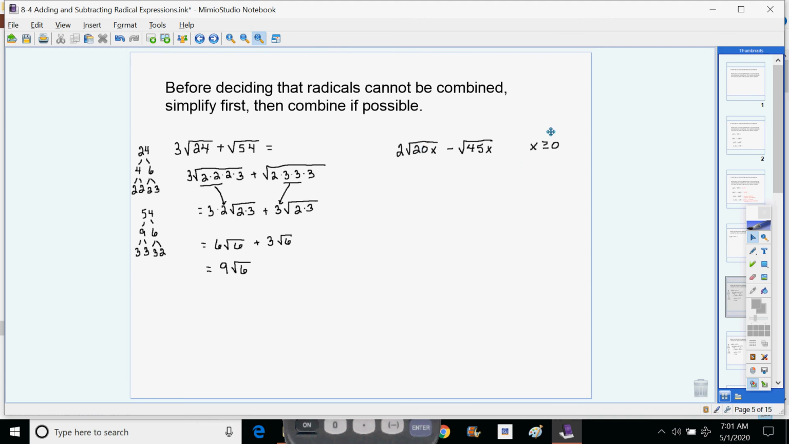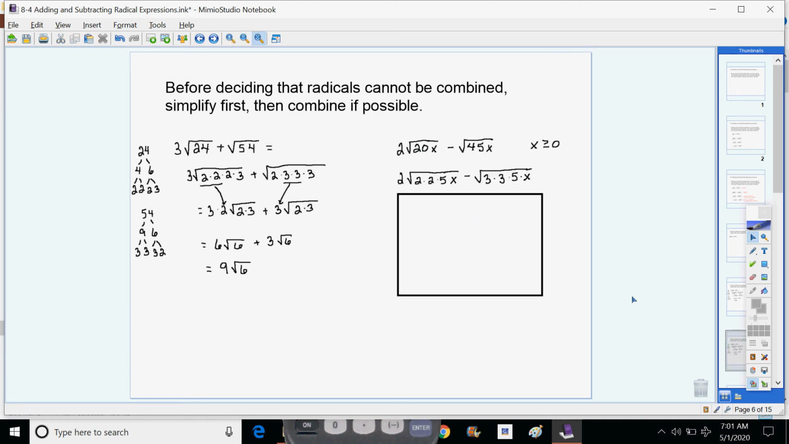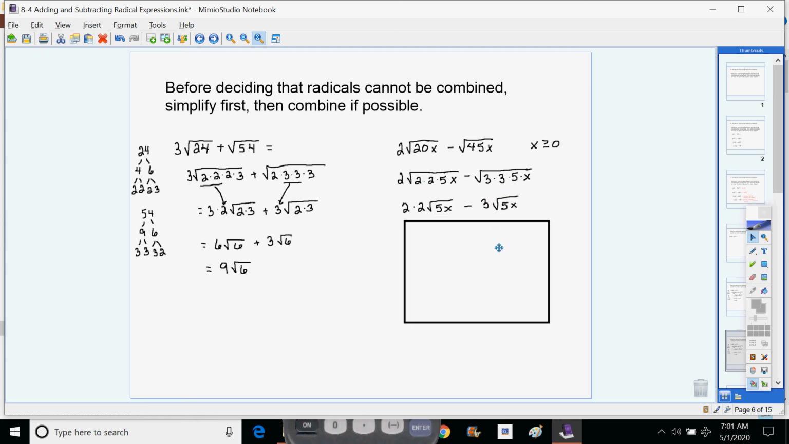Looking back over here, the little disclaimer that x has to be bigger than or equal to 0 because you can't have a square root of a negative. We want to simplify these things. So we can notice that this is 2 times 2 times 5, and this is 3 times 3 times 5. We have a pair of 2's here, so 1 comes out, and a pair of 3's here, so 1 comes out.